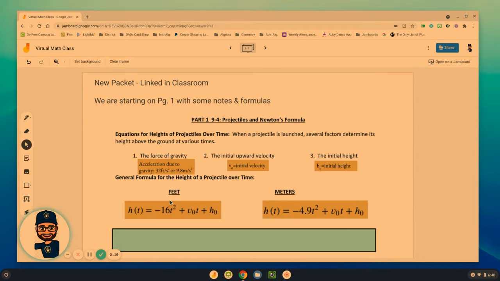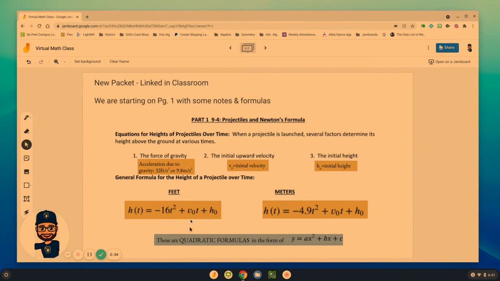I would make sure you have those two equations written down, and you know which one represents which element. I hope that makes sense. Meters and feet, very important. Okay. Now, notice both of these are quadratic formulas. They're in the form of y equals ax squared plus bx plus c, where in this case t is the actual value of x.